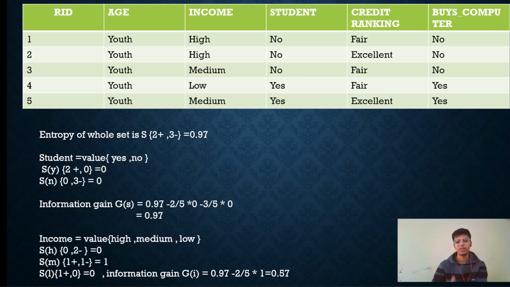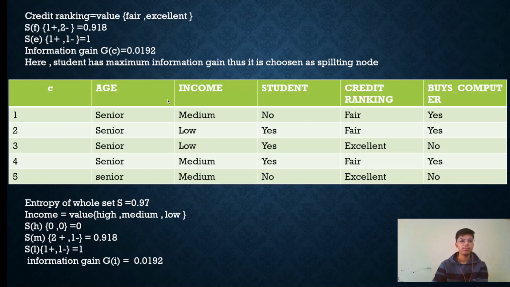You don't have to proceed further, or maybe you can, but here we have calculated information gain for income, and it is 0.57, and for credit rating, it is 0.0192. So here, student has maximum information gain, thus it is chosen as the splitting node. And here all the attributes have been sorted. Now for age senior, we will create another table which only has tuples having age senior.